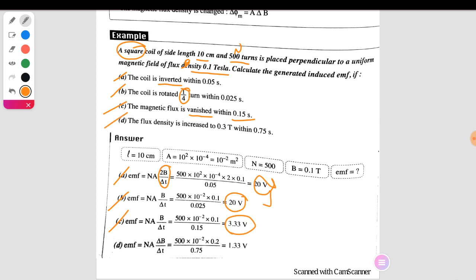Number D, the magnetic flux density increased to 0.3. The first 0.1 now becomes 0.3. EMF equals NAB divided by delta T. N equals 500 times 10 power negative 2 times 0.2, where 0.2 is the difference between 0.3 and 0.1, divided by the time taken, 0.75. The result is 1.33 volt. These are examples about Faraday's law.